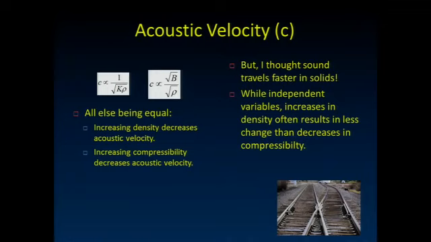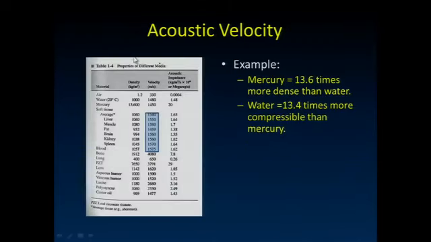So the reason that sound tends to travel faster in solids is because they're much less compressible, even though they're more dense, okay? So that compressibility plays a bigger role in why that's happening than the density, okay? All right, so let's take a look at a few things in just a table of how fast sound travels through a media. And I've circled a bunch of things here.